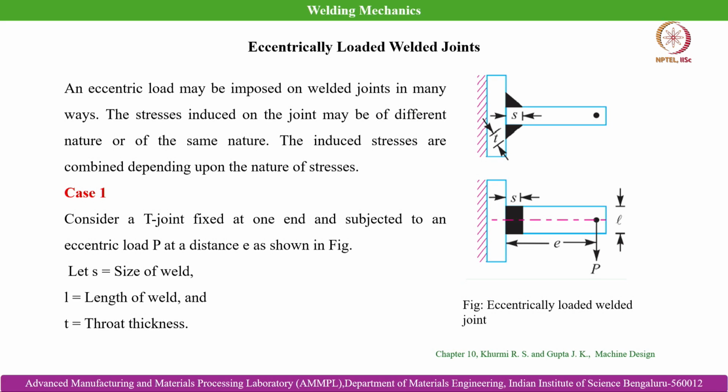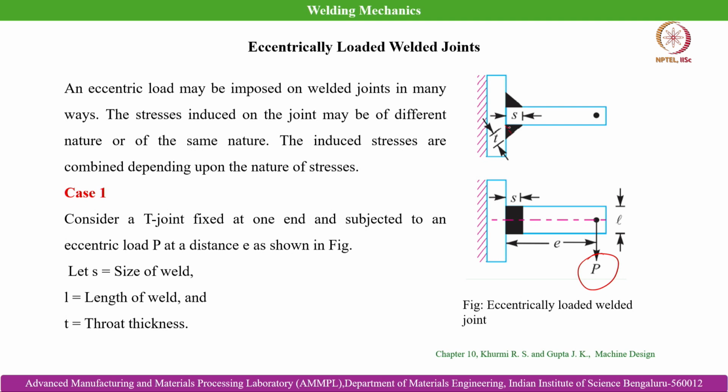eccentrically loaded fillet joint. Here you can see this is basically the eccentric load which is applied in this cantilever beam. This is a side view of the double fillet joint. Basically this is a case of T joint, and the load is acting at a distance from the fixed axis at a distance e, small e, and the length of the weld joint is L, and the throat thickness or joint thickness can be defined as T. Here you can see this is the throat thickness.